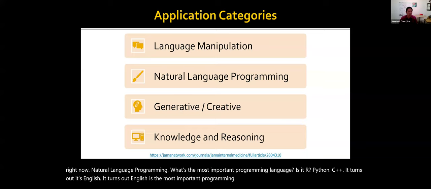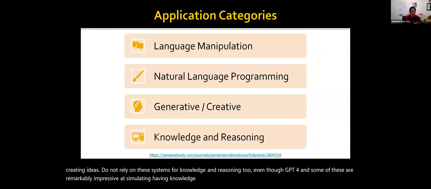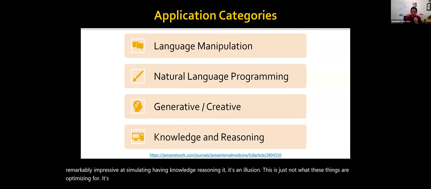We've only touched the surface in generating and creating ideas. Do not rely on these systems for knowledge and reasoning, though. Even though GPT-4 and some of these systems are remarkably impressive at simulating having knowledge and reasoning, it's an illusion. This is just not what these things are optimized for. It's just a very convincing illusion. They will give you misinformation without even realizing it.